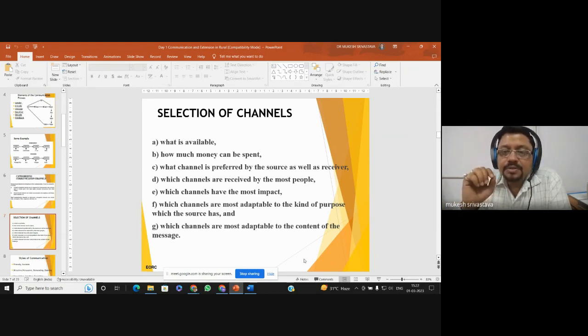The second question is how much money we can spend. Cost is a bigger constraint. When we talk about budgetary constraints, cost is a bigger thing for us. So how much money we want to spend on that particular channel is also a decision we have to be very cautious while taking. The third thing is what channel is preferred by the source as well as the receiver. When we talk about the different sources, we are talking about that specific channel.